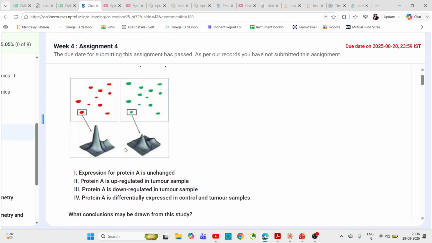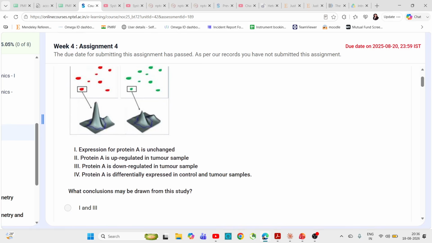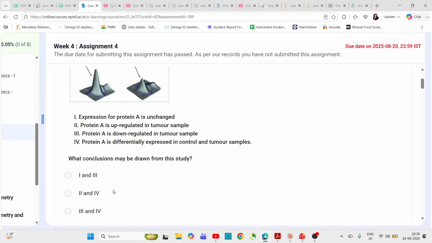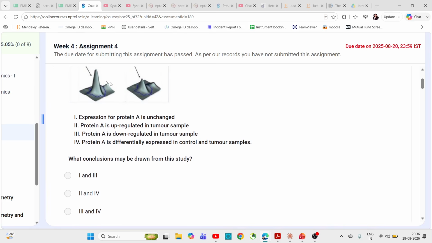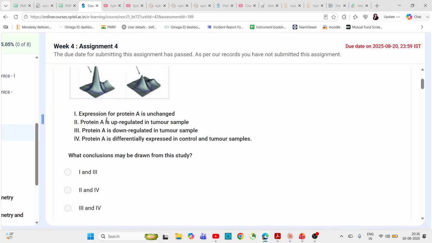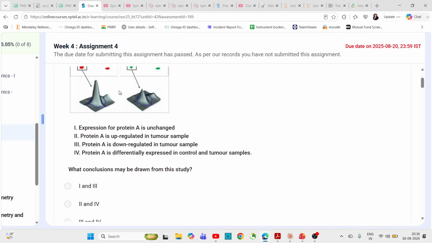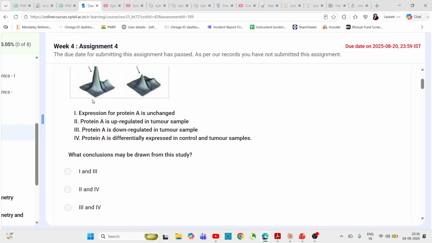So you need to analyze which ones are correct. The first option says expression of protein A is unchanged. It can be clearly seen that it is changed here, so the first option is obviously wrong. It is either that protein A is upregulated in the tumor sample or protein A is downregulated in the tumor sample. You can analyze clearly which one is getting upregulated.